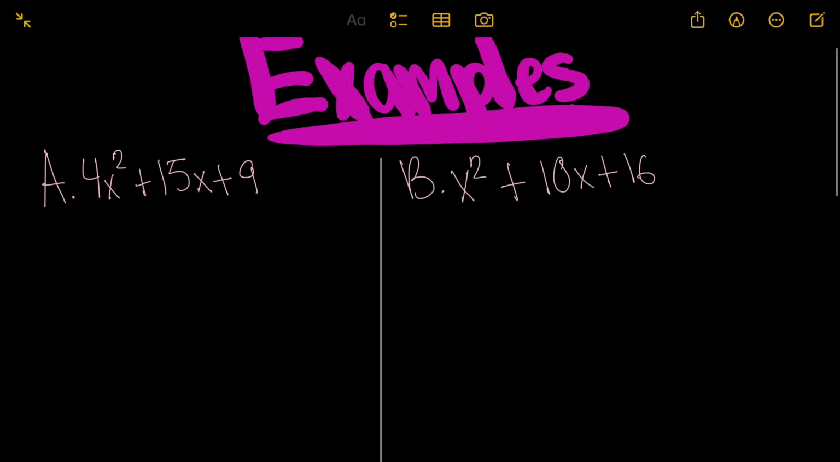The first equation is 4x squared plus 15x plus 9. The second equation is x squared plus 10x plus 16. Remember, all quadratic equations are set to equal 0. Now we need to ask ourselves what are the coefficients in these equations.